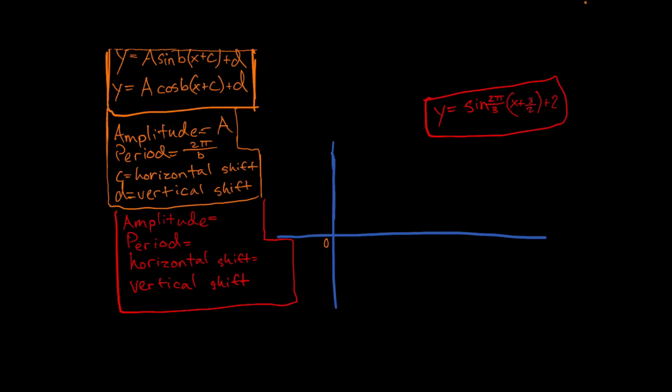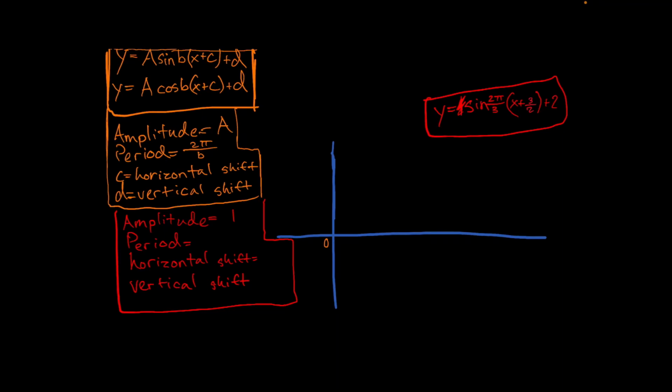Alright, so let's try and graph y equals sine of 2 pi divided by 3 times x plus 3 divided by 2, plus 2. And what's our amplitude? Well, our amplitude is 1, because 1 is being multiplied by this, since there's not really anything right here. So we can just assume our amplitude is 1.